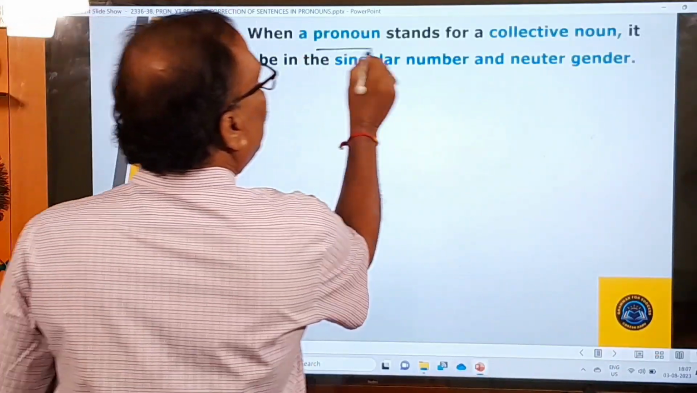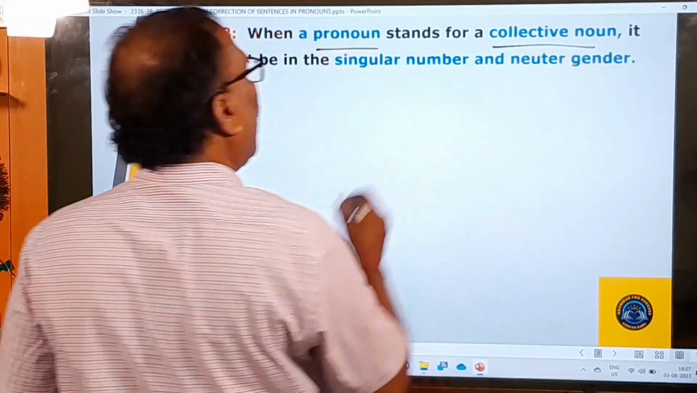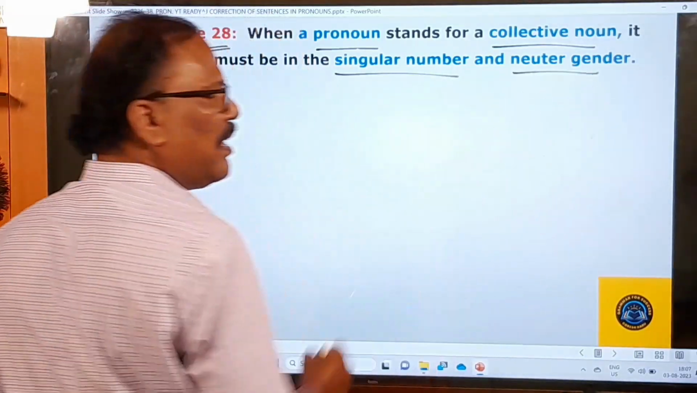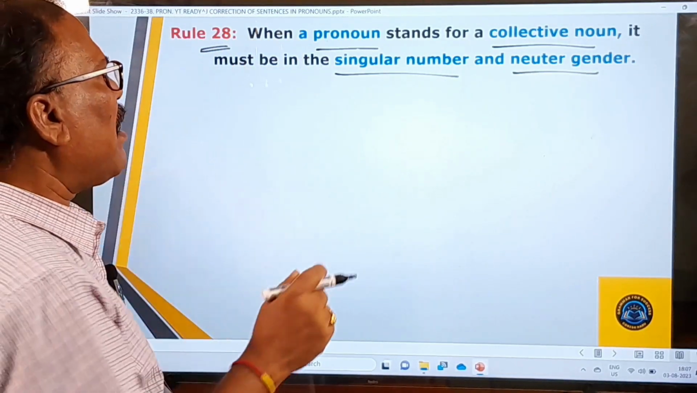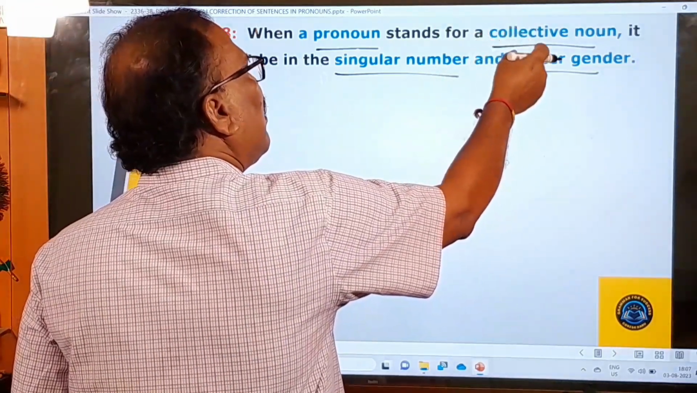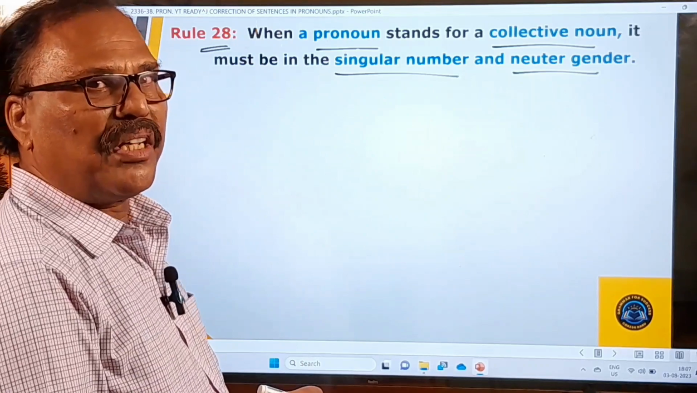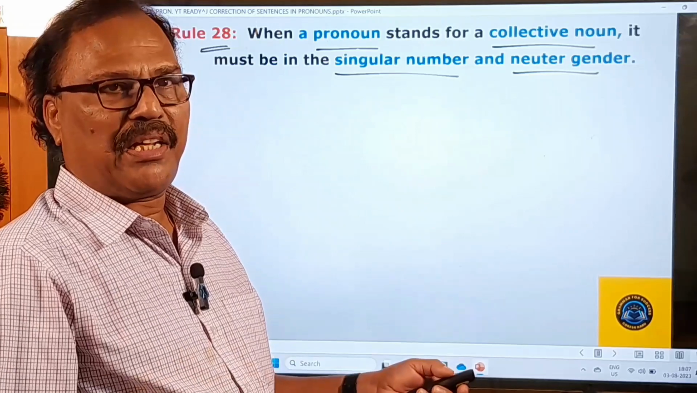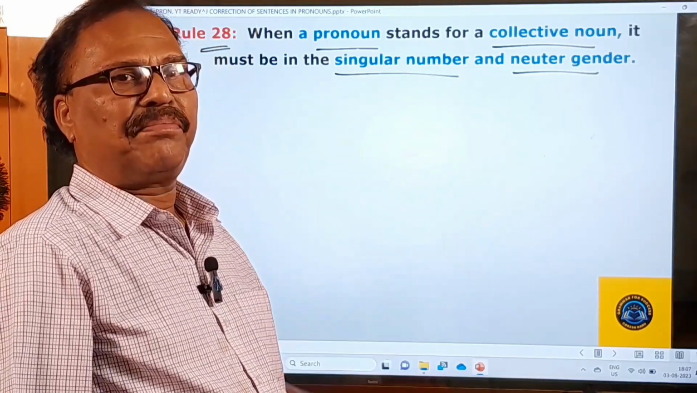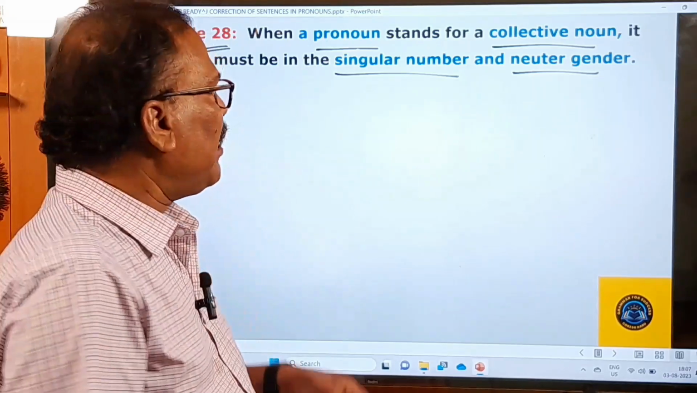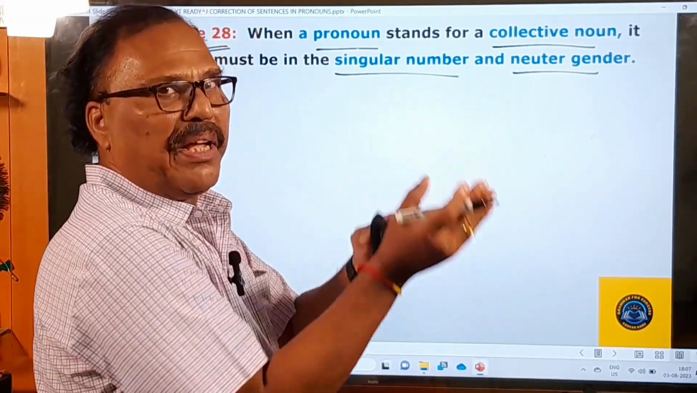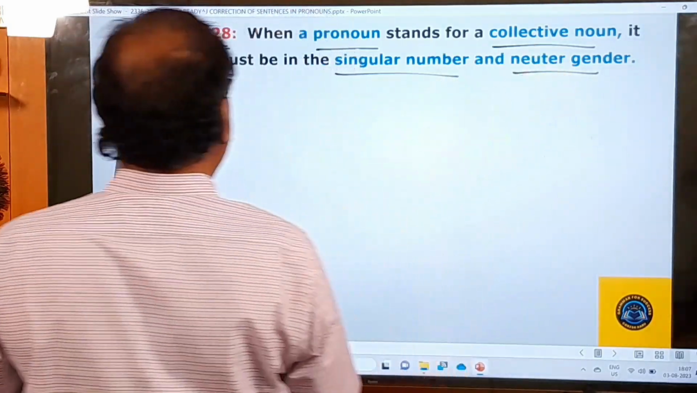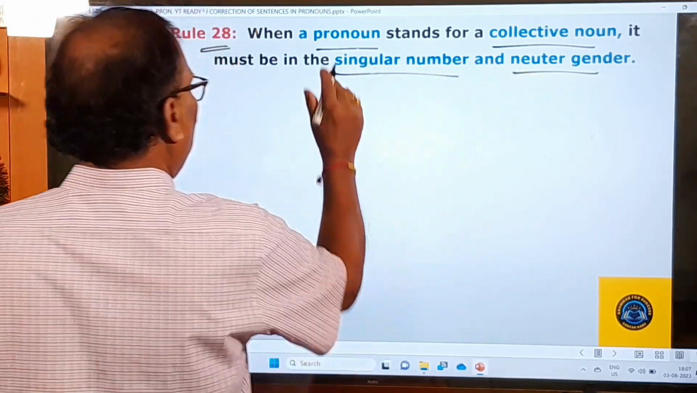The 28th rule: when a pronoun stands for a collective noun, it must be in the singular number and neuter gender. It must be neuter, because all collective nouns are taken under neuter gender. Neuter gender means neither male nor female. Masculine gender means all male. Feminine gender means all female. Neuter means neither masculine nor feminine. Here we have to use singular number and neuter gender only for a collective noun.